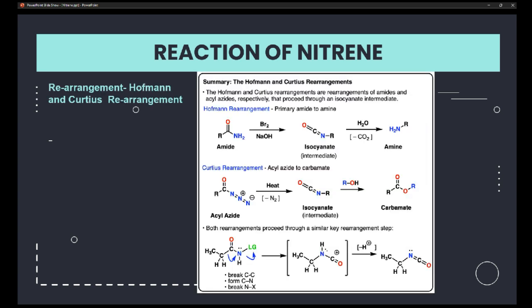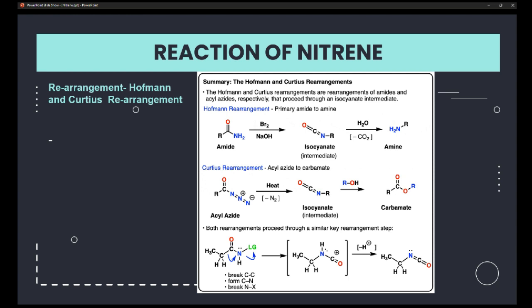These are two types of rearrangement, Hofmann and Curtius rearrangement. Hofmann and Curtius rearrangements of amides and acyl azides respectively lose CO2 through an isocyanate intermediate. In this mechanism, the isocyanate intermediate is formed, and the product we gain is an amine.